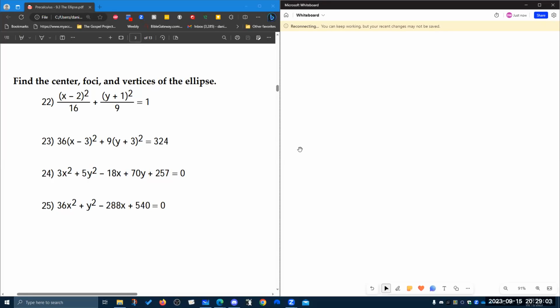We're back for another video where we're going to find the center, foci, and vertices of the ellipse. Last time, all of our problems were centered at (0, 0). This time, they won't be.